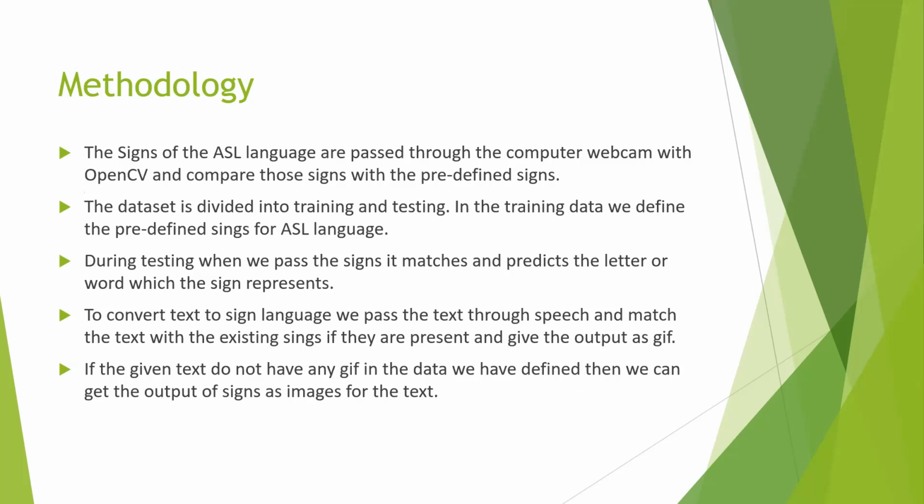In the methodology, the signs of the ASL language are passed through the computer webcam with OpenCV and compared with predefined signs. During testing, when we pass the signs, it matches and predicts the letter or word which the sign represents. If the given text does not have any GIF in the data, we have defined some of them that can be given as output sign images for the text.